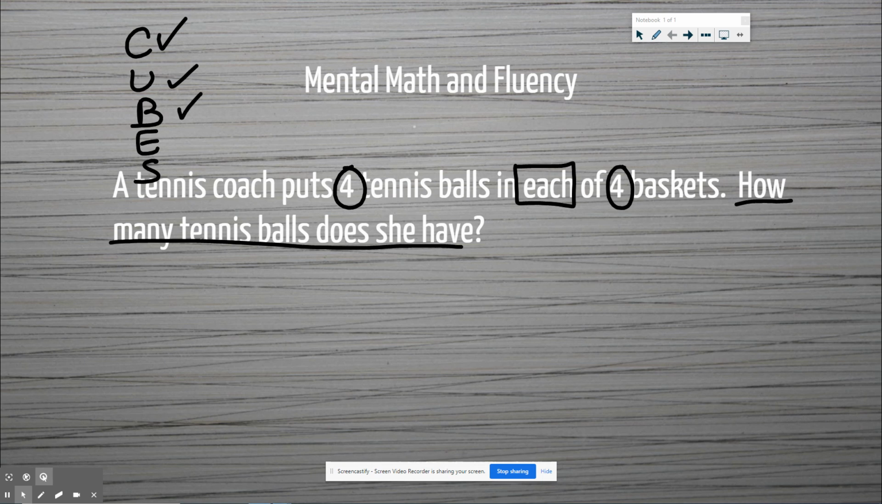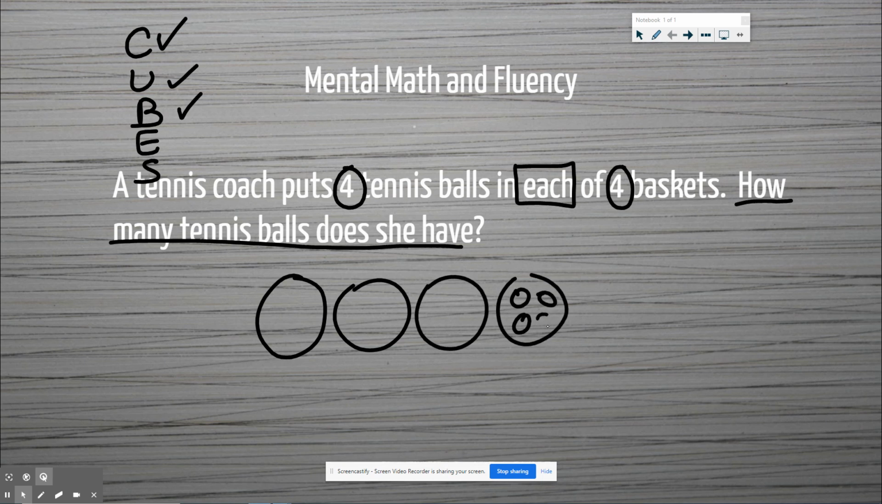Then I'm going to evaluate it, so I have to think about what it is that I want to do to solve this. So the coach puts 4 tennis balls in each of 4 baskets. So I'm thinking about what this will look like, and I know that there will be 4 baskets with 4 balls in each of them. So this is my visual.